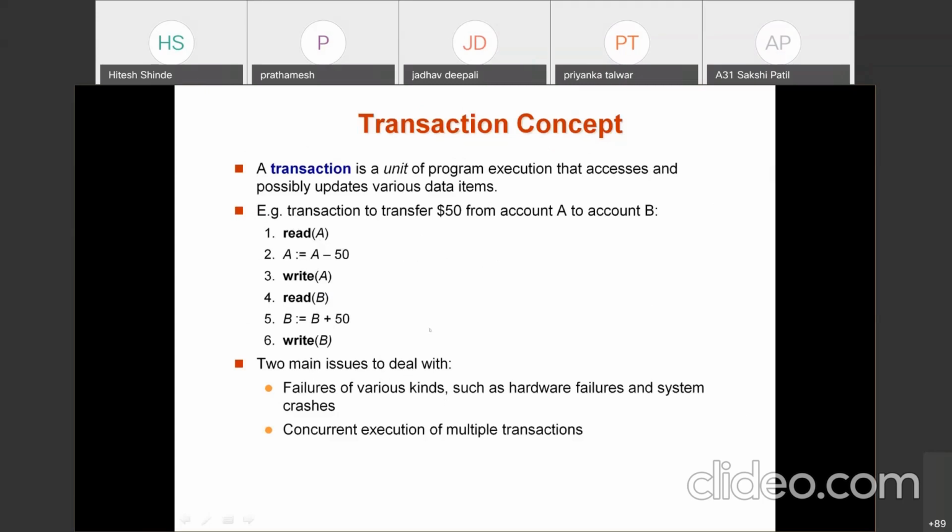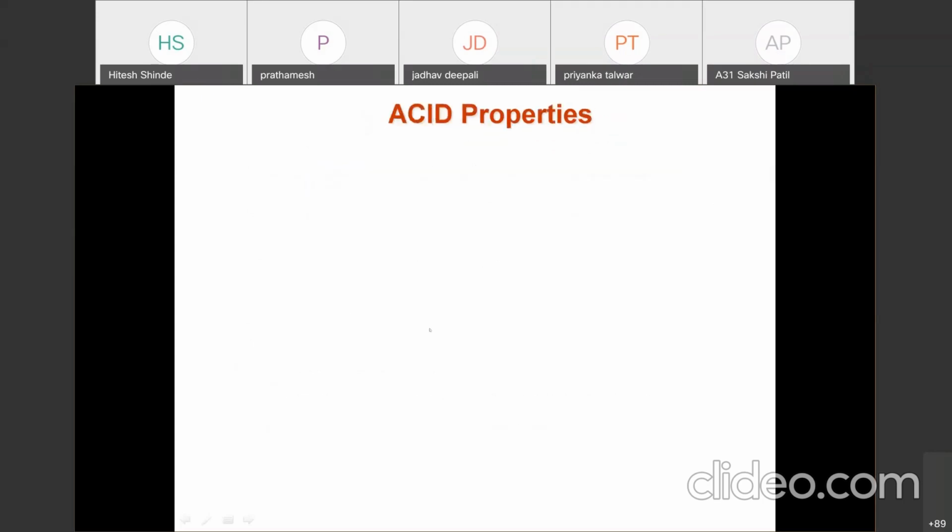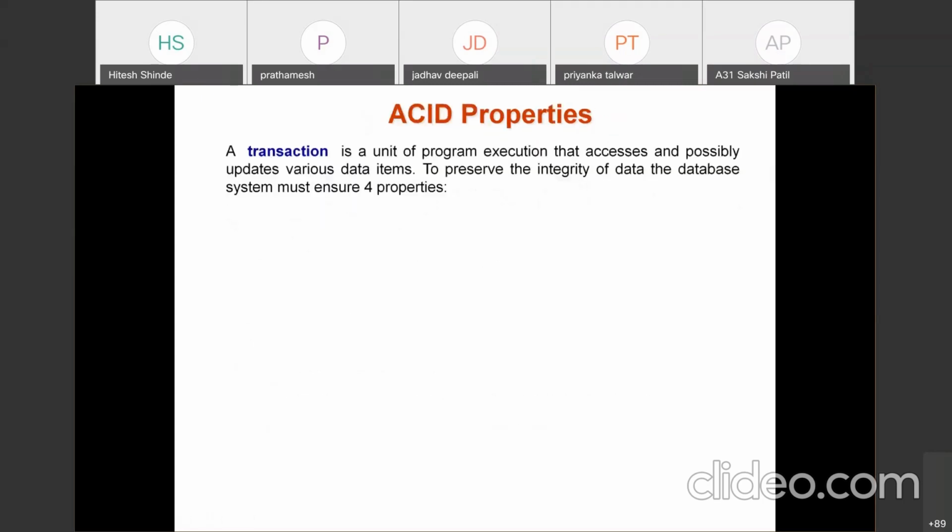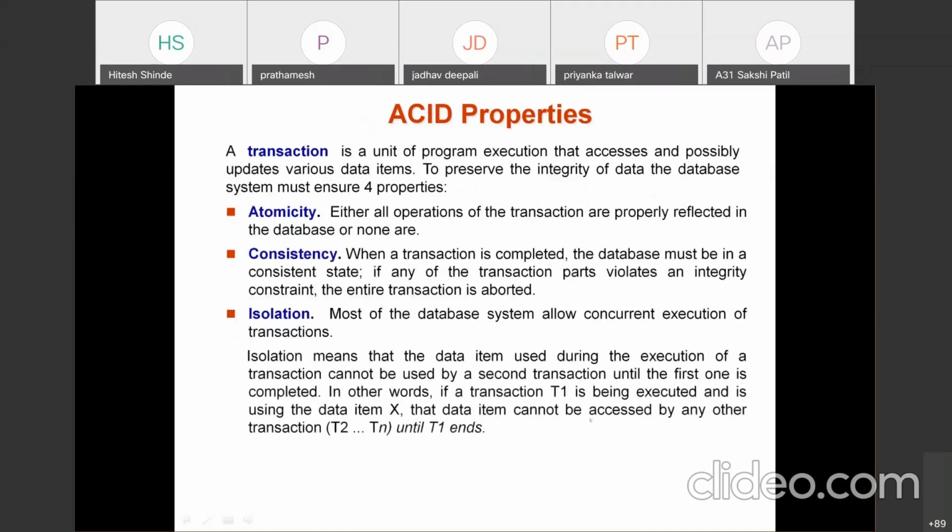Again, we are going to see it with an example. So only remember that if a transaction T1 is updating a data item X, then that cannot be accessed by any other transaction T2 to Tn until T1 ends. And the last one is the D. Anyone guess what is D?